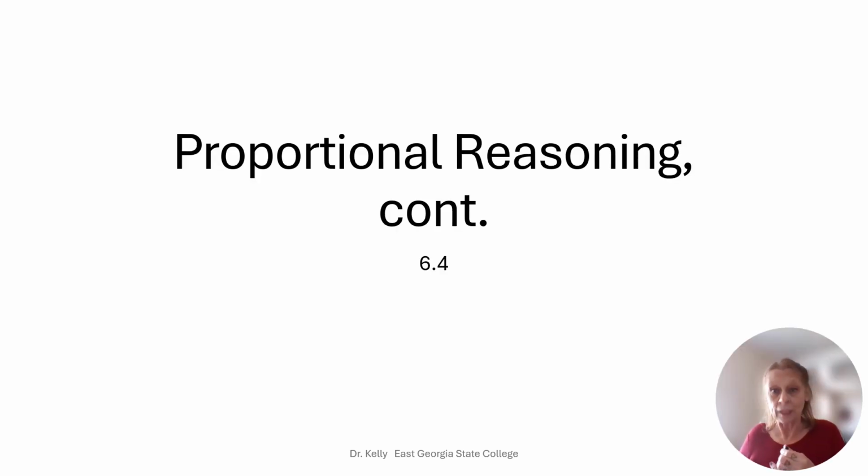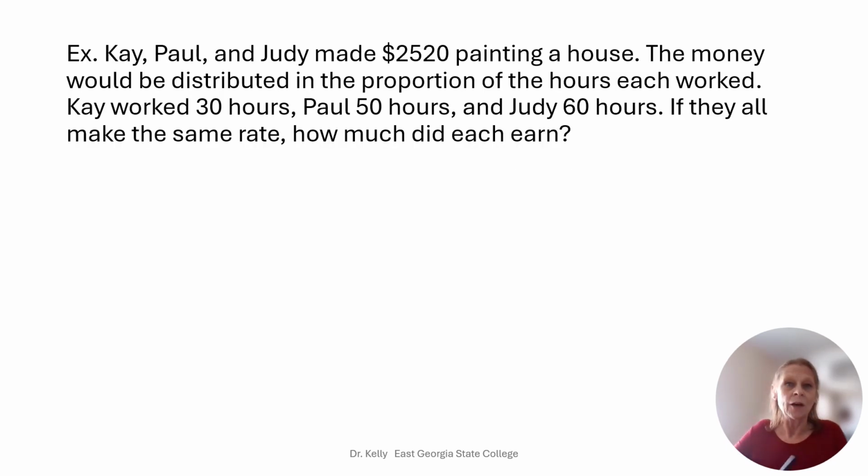Okay, so let's finish for real chapter 6. We're going to start off with this word problem. It says Kay, Paul, and Judy made $2,520 painting a house. The money will be distributed in the proportion of the hours that they worked. Kay worked 30 hours, Paul worked 50 hours, Judy worked 60 hours. If they all make the same rate, how much did each earn?